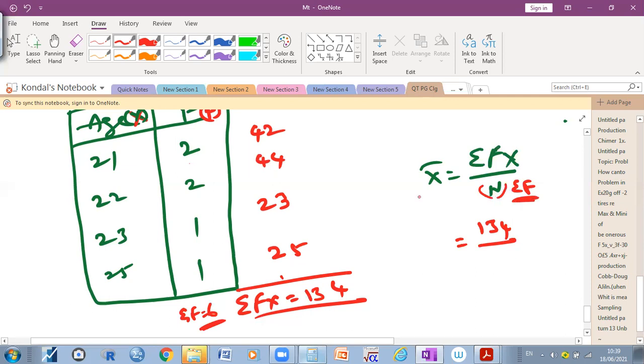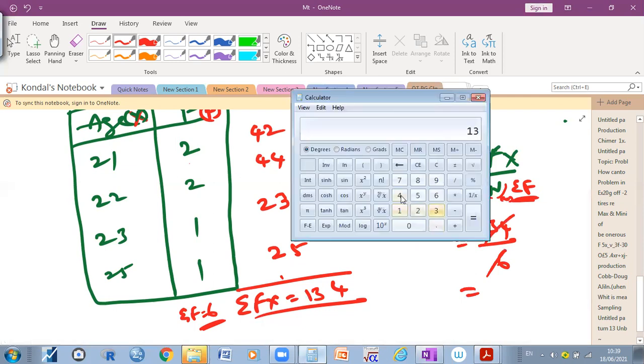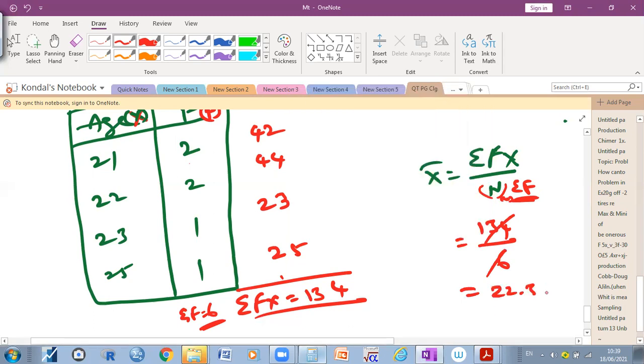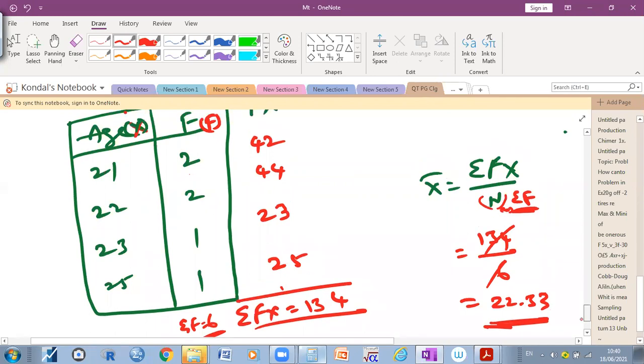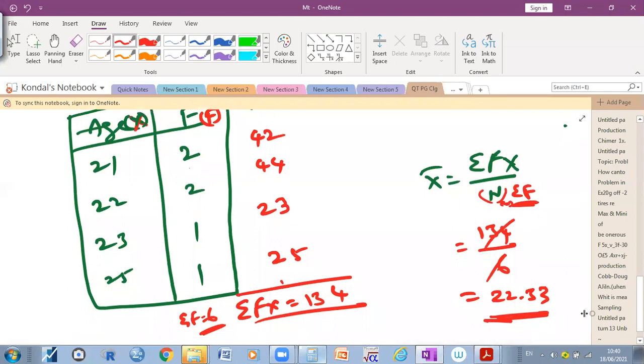Sometimes if you are not able to understand n and take only 4, the answer will be wrong. So it is n or sum of frequencies, which is 6. So 134 divided by 6, how much? 22.33. When you have data like this in frequency form, you will get the same answer. If you calculate without using the frequencies, you will get 22.33 also. Have you got it?